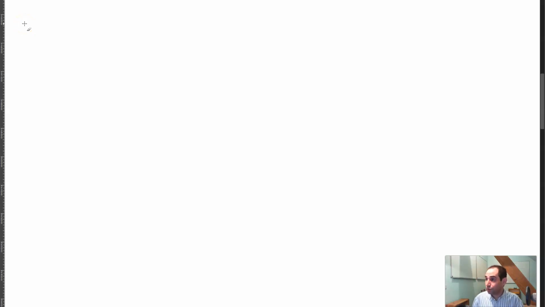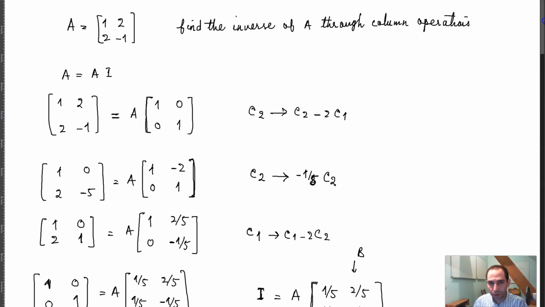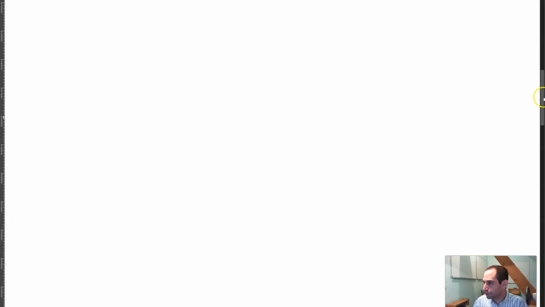Okay, so now let's do the inverse of another matrix using elementary operations. So suppose that you have this matrix, for example, A is equal to [0, 1, 2; 1, 2, 3; 3, 1, 1], and you want to find the inverse of this matrix using row operations.